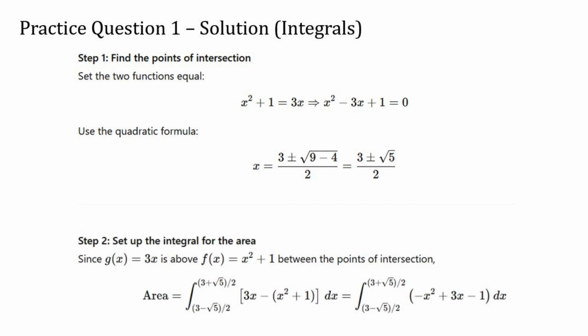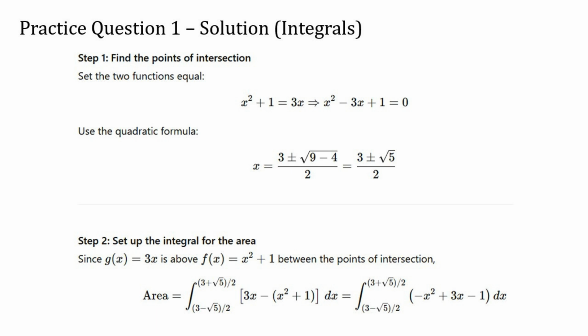Next, we need to determine which function lies above the other within the interval of interest. By plugging in a sample point between the bounds, we find that the linear function lies above the quadratic one. Therefore, we subtract the lower function from the upper one to set up the integrand. The resulting expression is simplified before integration.